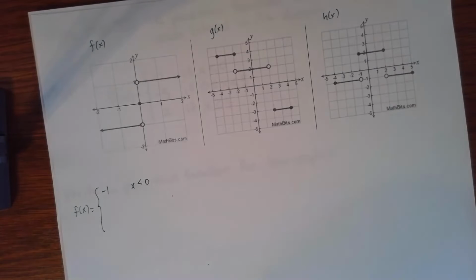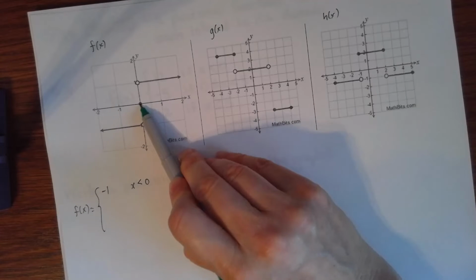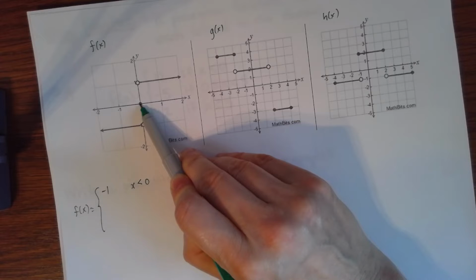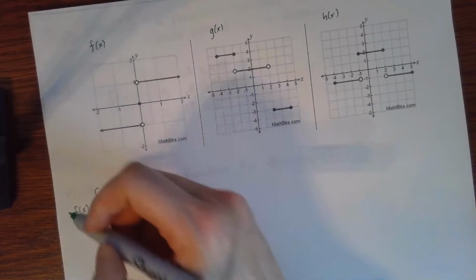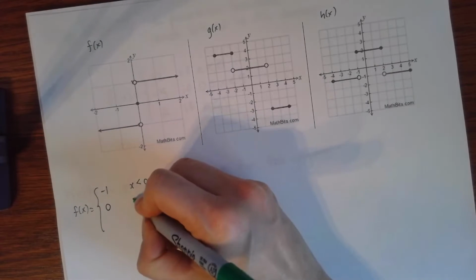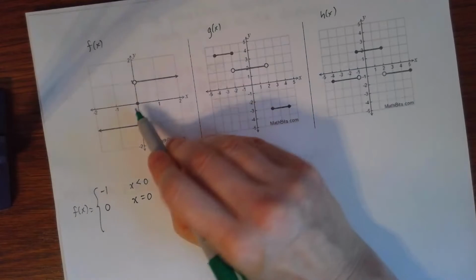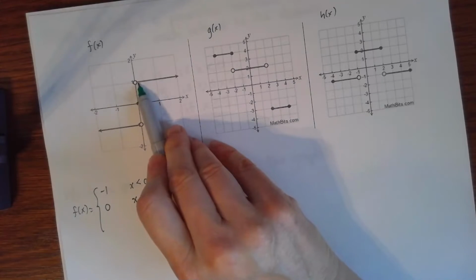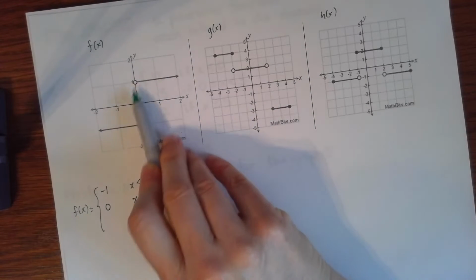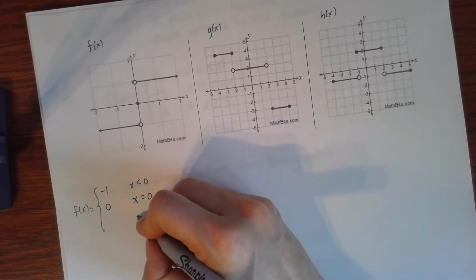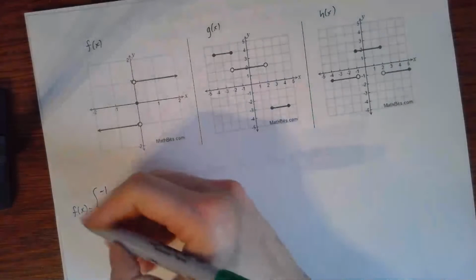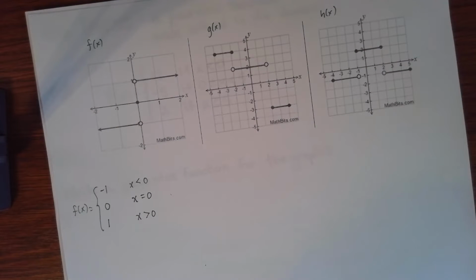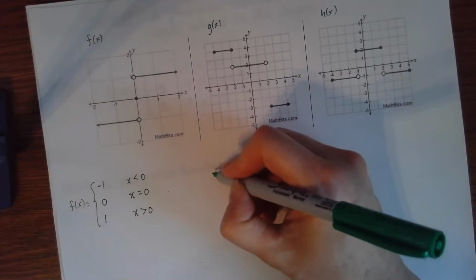Okay. And then my next portion is this one, but it's just a single point here. Okay, so this only happens when x is equal to 0. Okay, so the value will be 0 when x equals 0. Okay, and then this portion is when the x values are greater than 0. So if x is greater than 0, that will be +1. So that's what that piecewise function would look like. Let's look at g of x.